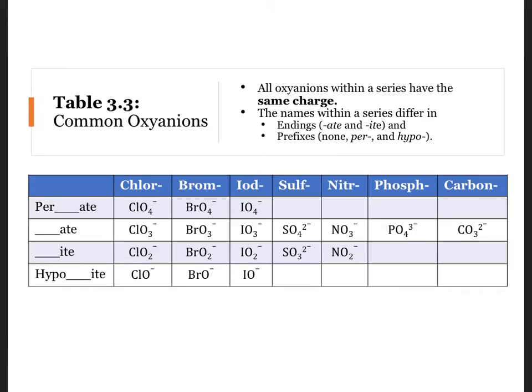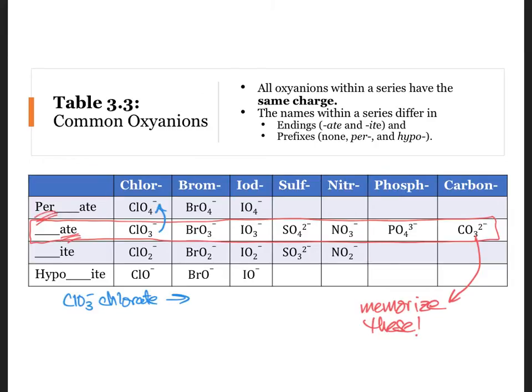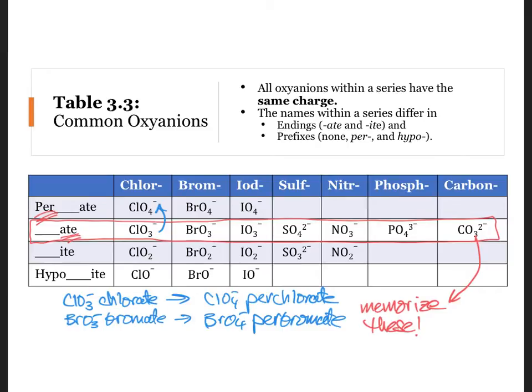If we take this line here with the ATE ending, these are the base forms of the polyatomic ions. If a polyatomic ion can add an oxygen while keeping the same charge and form, we indicate this by adding the prefix per. So chlorate becomes perchlorate, and bromate becomes perbromate. If we go the opposite direction and remove an oxygen while keeping the same charge and form, we trade the ate ending for ite, such as chlorate becoming chlorite.